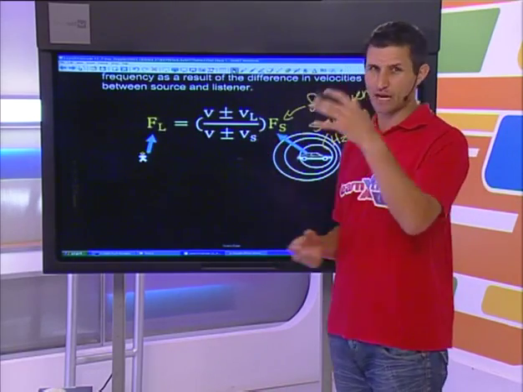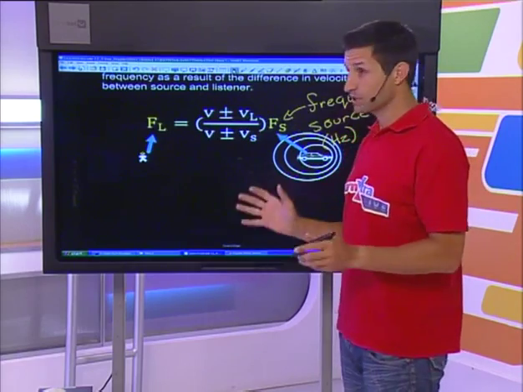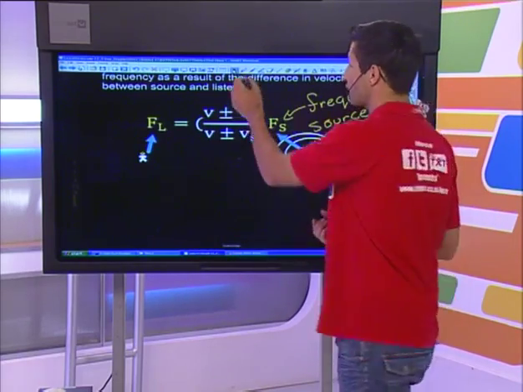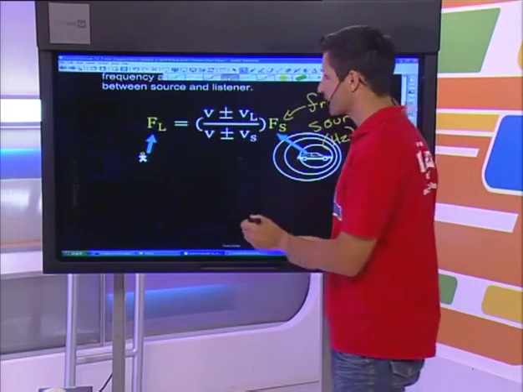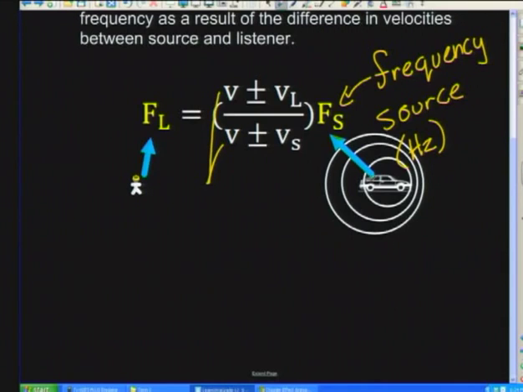I've got pluses and minuses and v's all over the place, but don't panic. So what we're going to do is write this out, and try to see what these pieces of this equation are. So what do these various velocities actually mean? Well, the velocities on the left are the most simple ones. That's just the velocity of the wave itself.